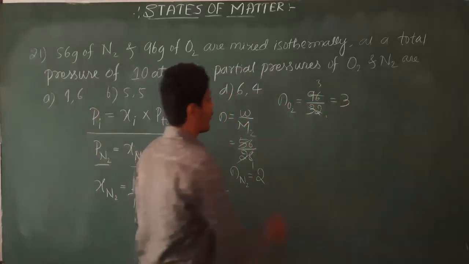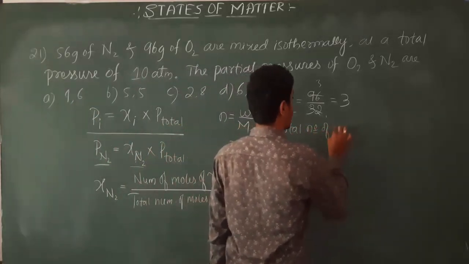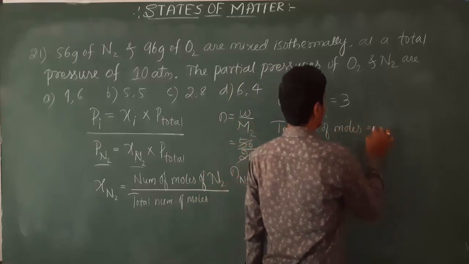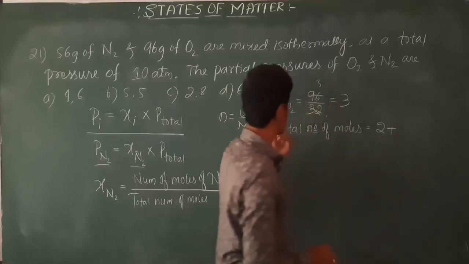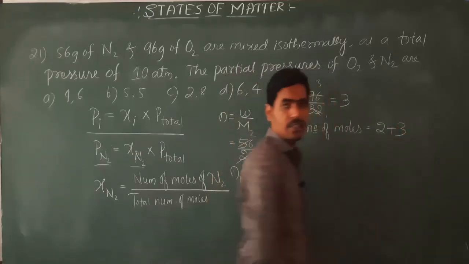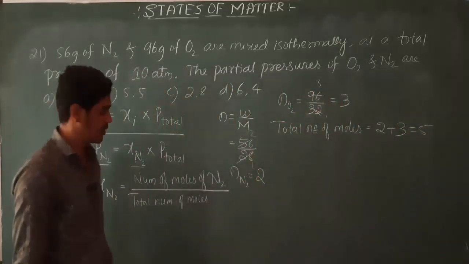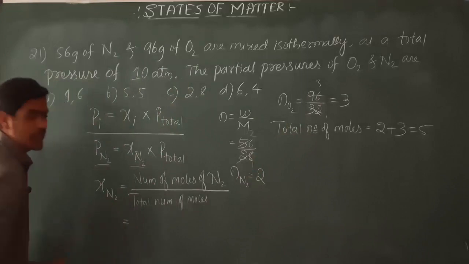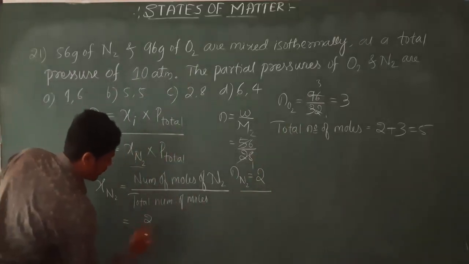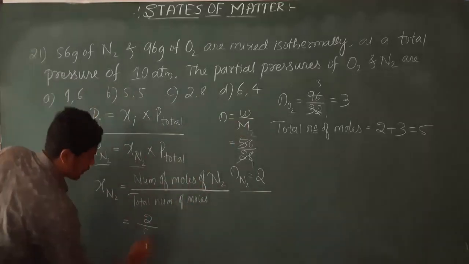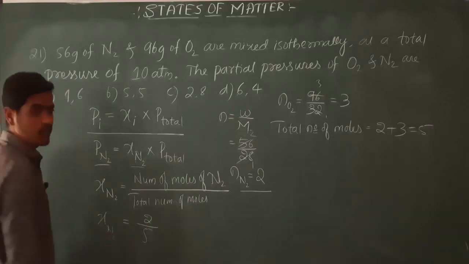So what is the total number of moles of components? Total number of moles is equal to nitrogen 2 plus oxygen 3. So 2 plus 3 is equal to 5. That is the total number of moles. Now find the mole fraction of N2. The number of moles of N2 is 2, divided by the total number of moles, 5. So 2 divided by 5 is the mole fraction of N2.